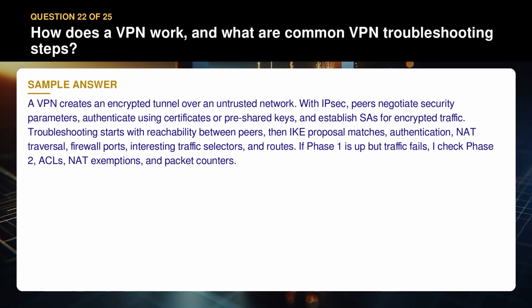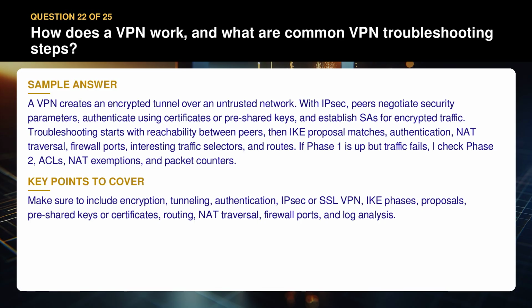If phase 1 is up but traffic fails, I check phase 2, ACLs, NAT exemptions, and packet counters. Make sure to include encryption, tunneling, authentication, IPsec or SSL VPN, IKE phases, proposals, pre-shared keys or certificates, routing, NAT traversal, firewall ports, and log analysis.